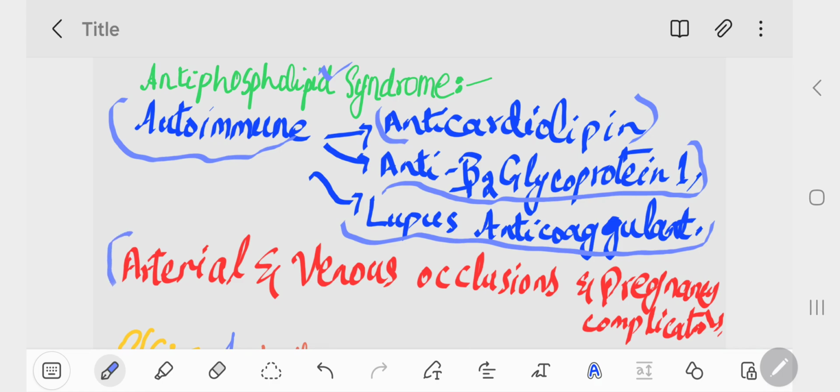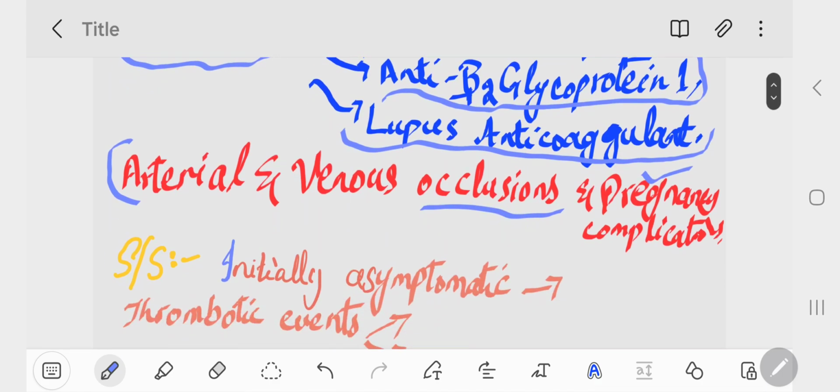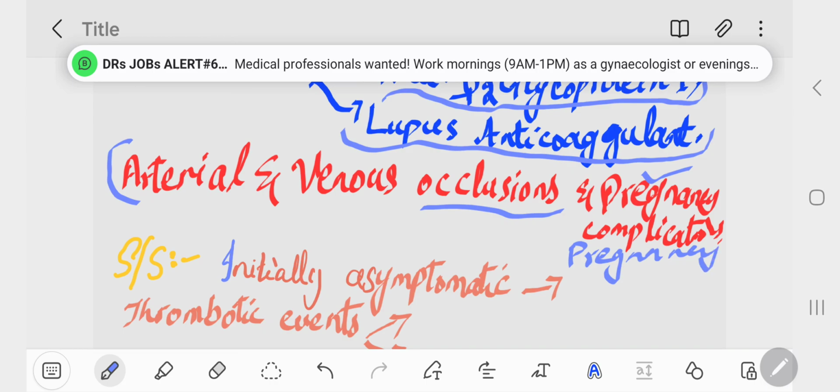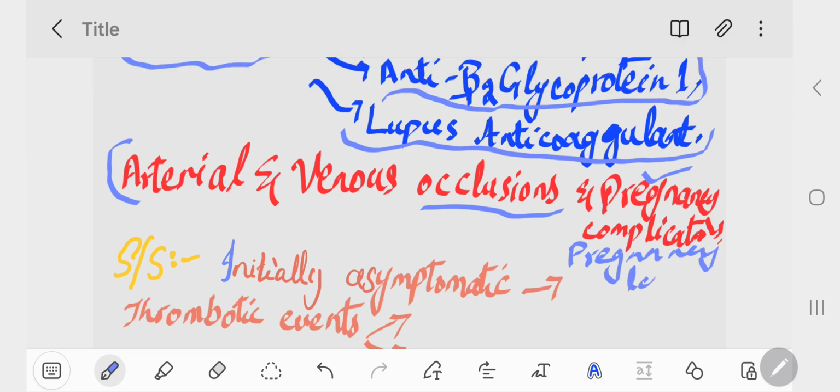It is a condition in which there are arterial or venous occlusions and pregnancy complications. Pregnancy complications such as pregnancy loss before 10 weeks of gestation.